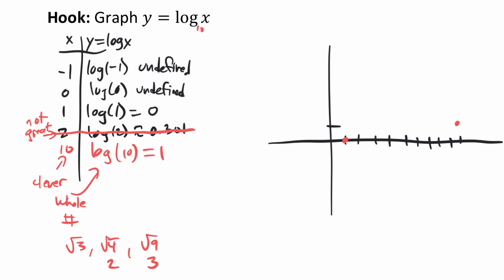But I mean, what are you supposed to do? Just connect the dots? It's not totally clear. We need some shape. And the shape is going to come from this right here. The last value that you can't plug in, okay? This one right here is going to be your vertical asymptote. This is going to go right here at x equals 0.